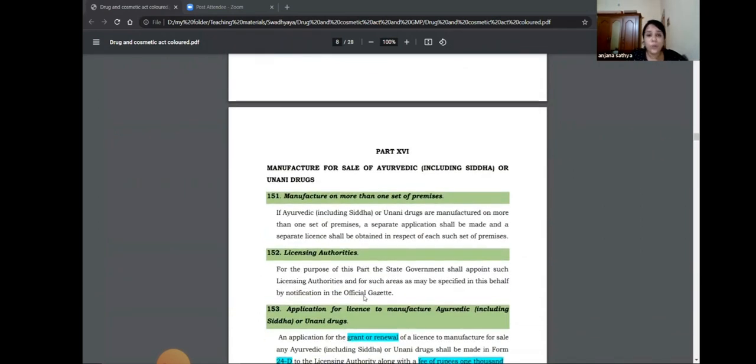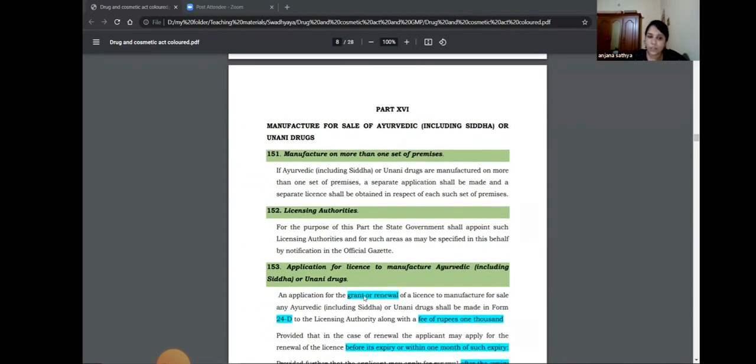So next we will move on to the provisions which relate to manufacture of Ayurveda, Siddha and Unani drugs in the Drugs and Cosmetics Rules. From part 16 to 19, the provisions of manufacture of Ayurveda, Siddha and Unani medicines are described in detail. The first part is part 16. The first provision is rule number 151, manufacture on more than one set of premises.